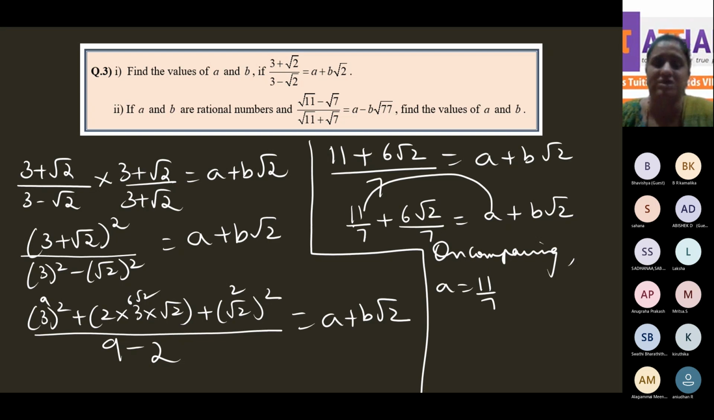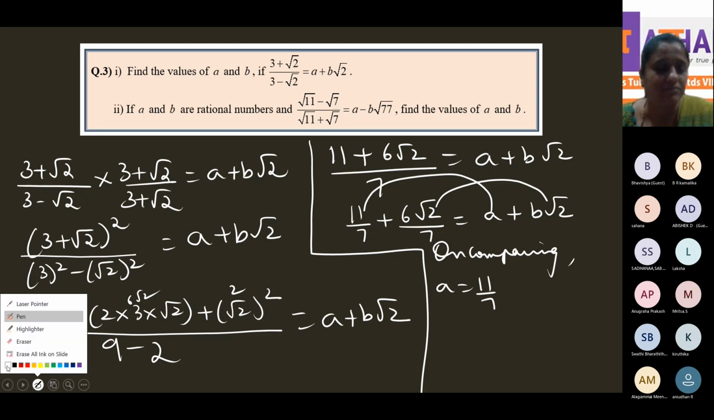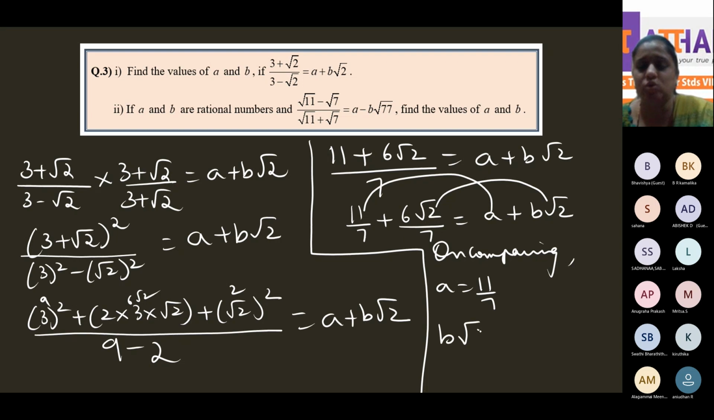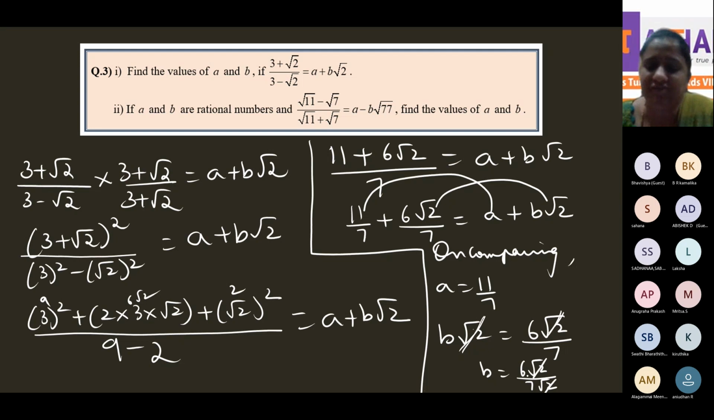That is, the rational is equal to the rational and the irrational is equal to the irrational. A is equal to 11 by 7 and b root 2 is equal to 6 root 2 by 7. So b will be equal to 6 root 2 by 7. This root 2 will come for division, or you can cancel root 2 and root 2 here itself. So root 2 and root 2 get cancelled, and the value of b is 6 by 7.